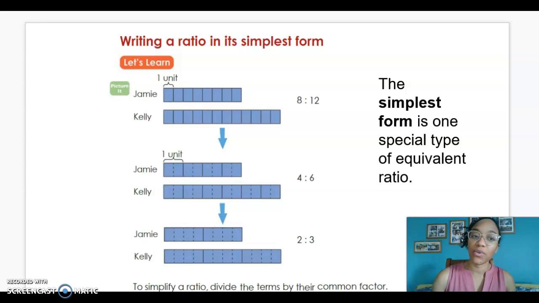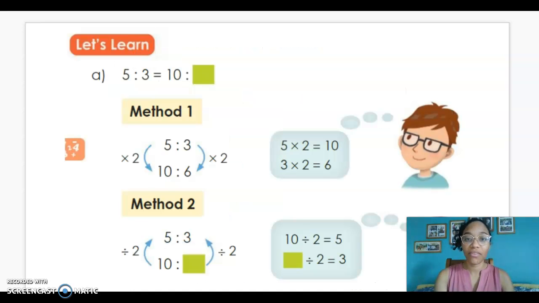Now, another method we could have used would be dividing by the greatest common factor. 8 and 12 both share 4 as a common factor. If we divide by 4 from the outset, we get to the simplest form even faster. 8 divided by 4 is 2, and 12 divided by 4 is 3. So 8 to 12 is the same as 2 to 3. Now, it's very important that we always divide by the same number on each side. If we don't do the same thing to each side, then we won't find equivalent ratios.